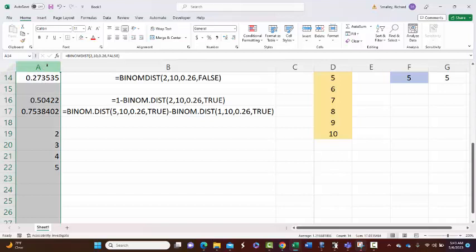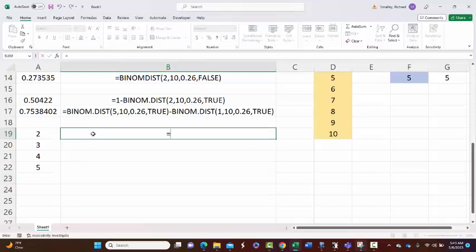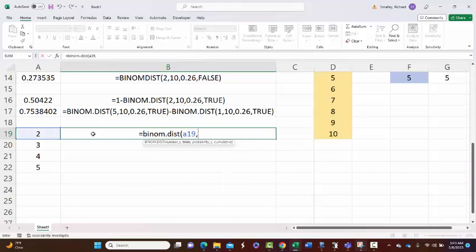And I'm going to try using a cell reference in the command. So I'm going to go, let's put it down here. Well, no, I'll do it here. That way I can copy the formula. Equals binom dist. I'm going to use the cell reference. So the number of successes then will be A19 in this case. A19, 10, 0.26, false.